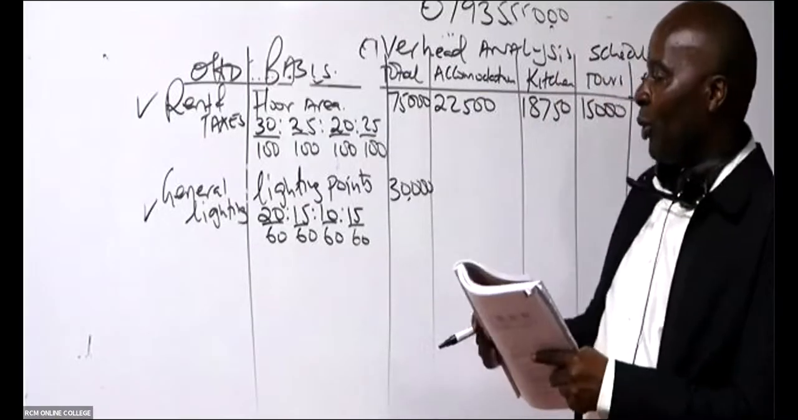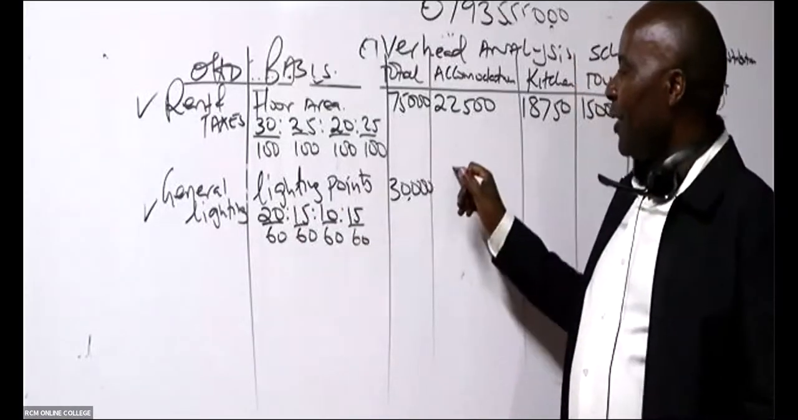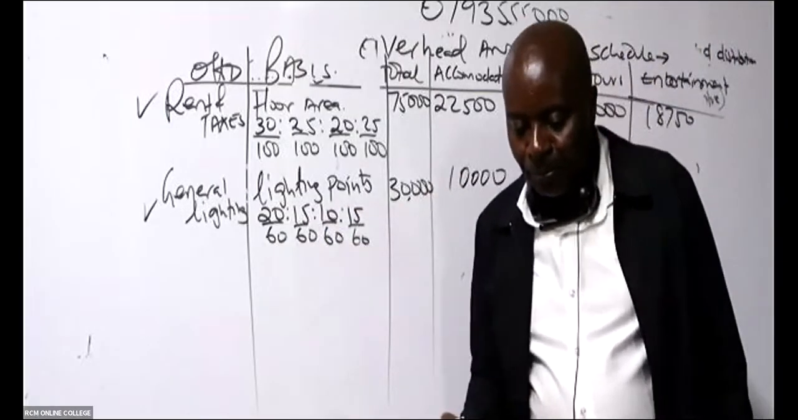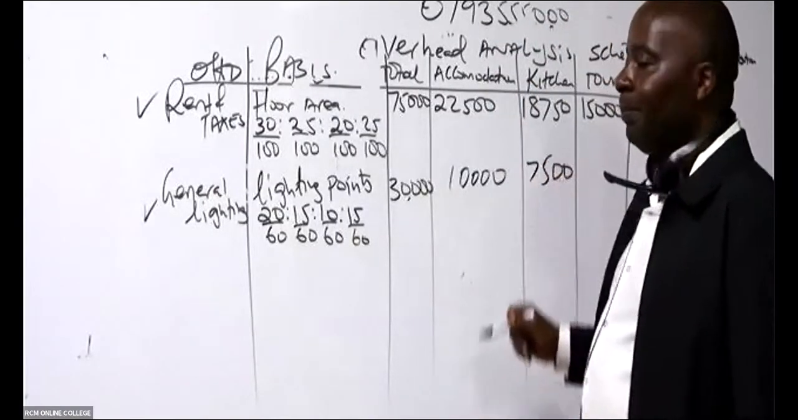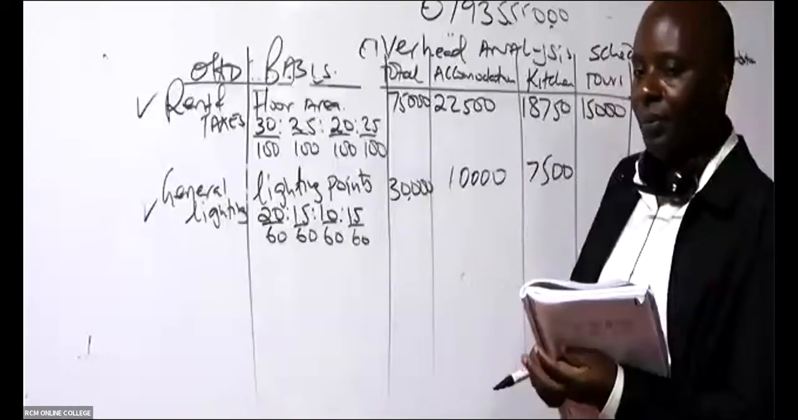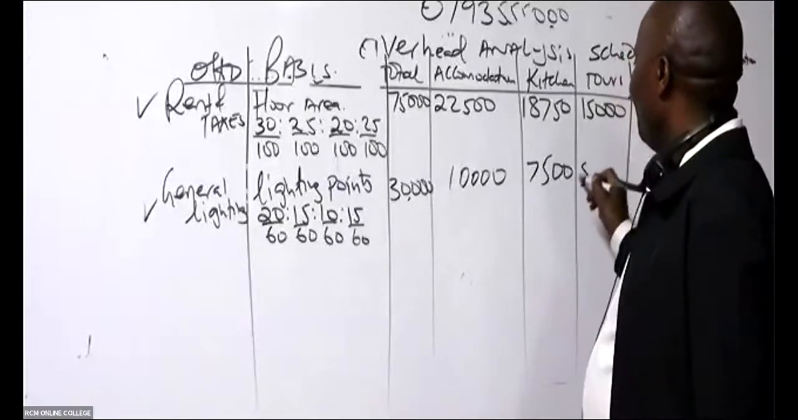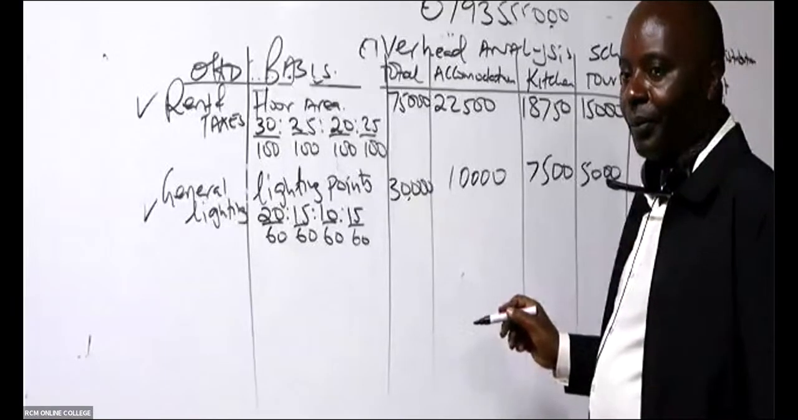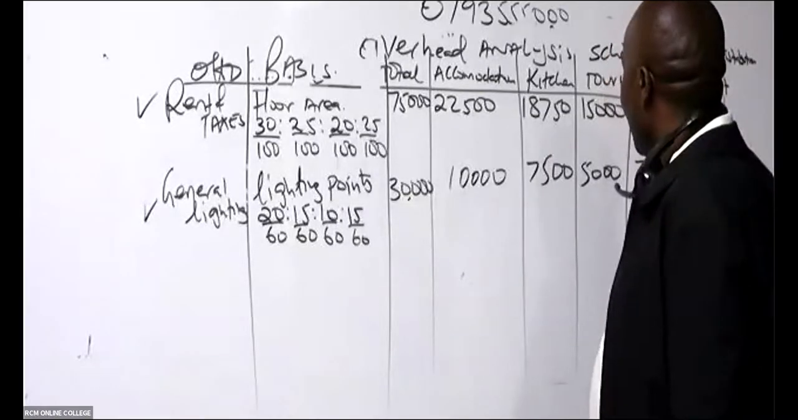So it is this figure we are apportioning. 30,000 times 20 over 60. The first one is 10,000. 30,000 times 15 over 60, 7,500, isn't it? All right. And then we have 10 over 60 times 30,000, 5,000. Then we have 15 over 60 times 30,000, 7,500. Thank you so much.